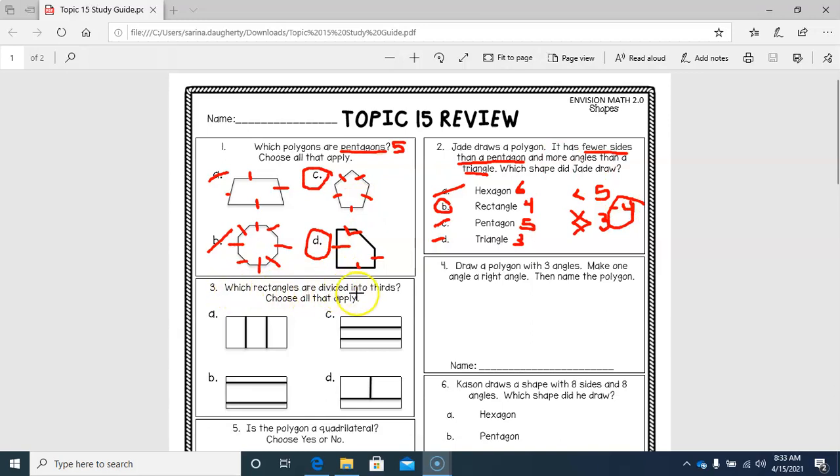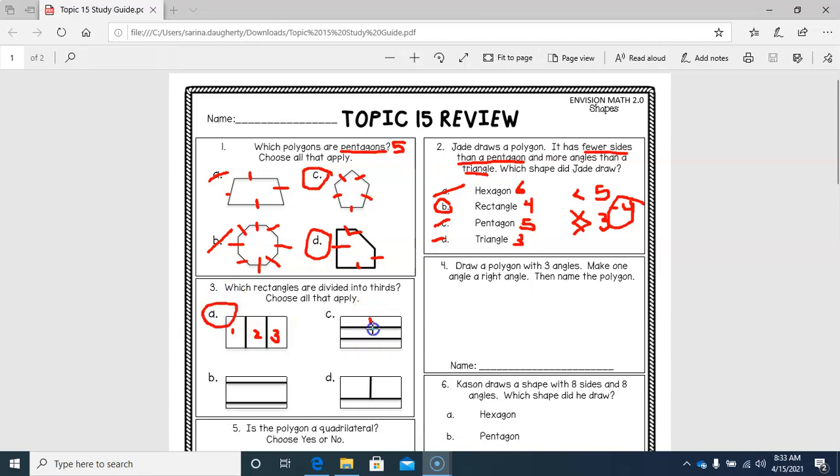Which rectangles are divided into thirds? Choose all that apply. So that means it could be more than one. Remember that thirds has to be equal shares. It cannot be unequal. So even if it has 3, if it's divided into 3, it has to be equal. If it's not equal, it will not count. So let's count this one. 1, 2, 3, and they look equal to me. It could be A.